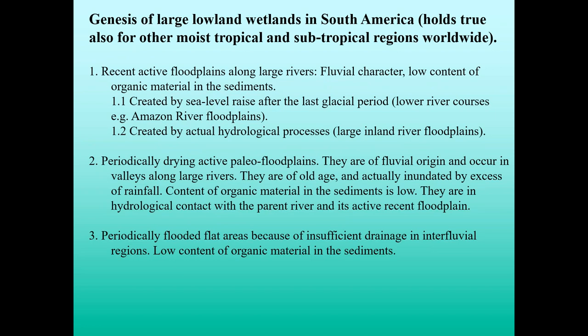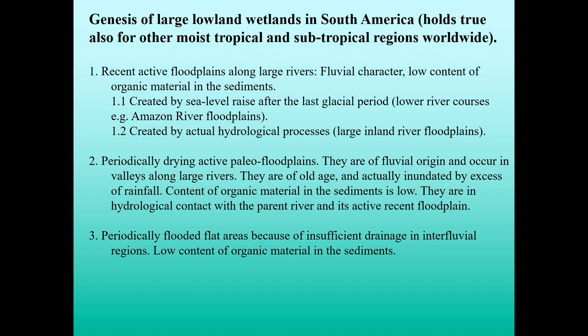Large lowland wetlands in South America are different, and this holds true also for other moist tropical and subtropical regions worldwide. First, we have recent active floodplains along large rivers. They have a fluvial character and a low content of organic material in the sediments. We can divide this group into two subgroups. One created by the sea level rise after the last glacial period. Those are the lower river courses, for instance, of the Amazon River. And then the others created by actual hydrological processes. Those are the large inland river floodplains.